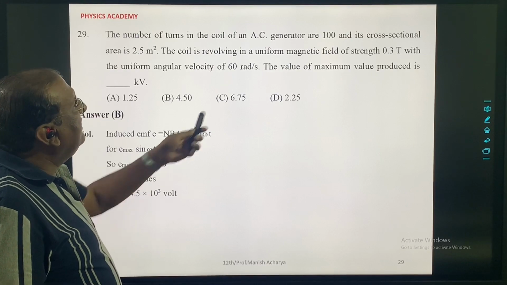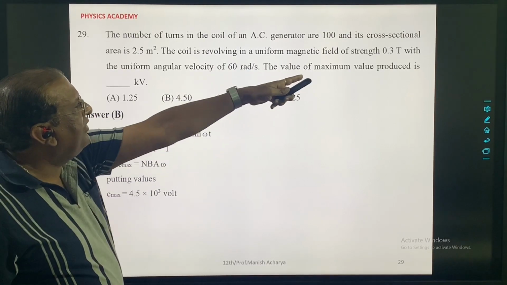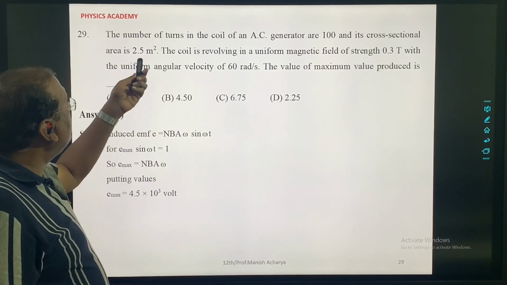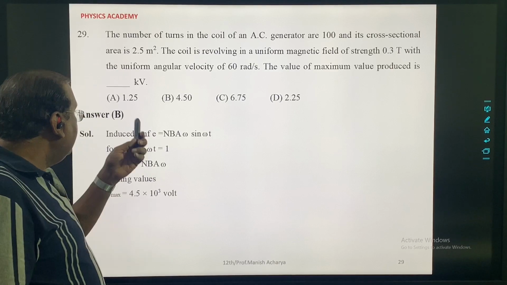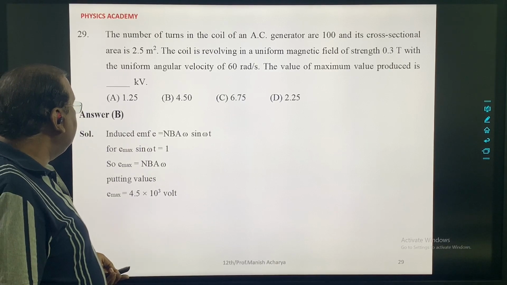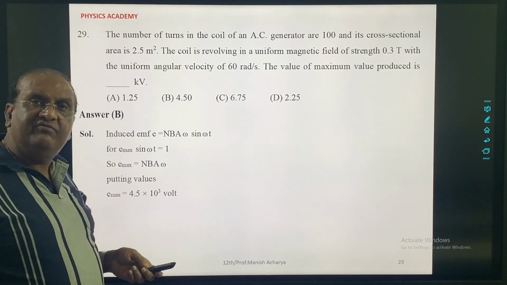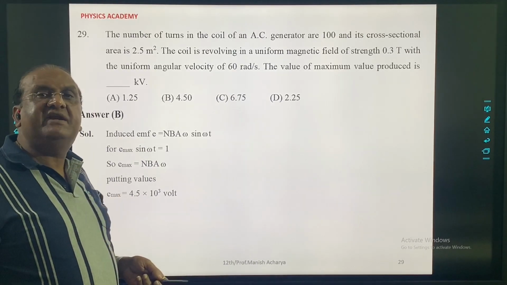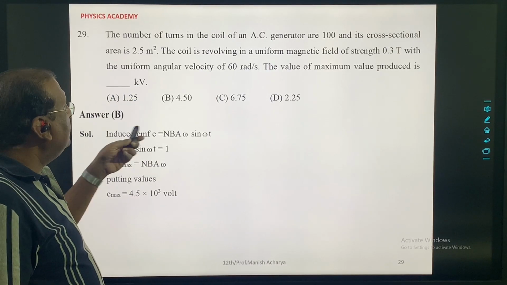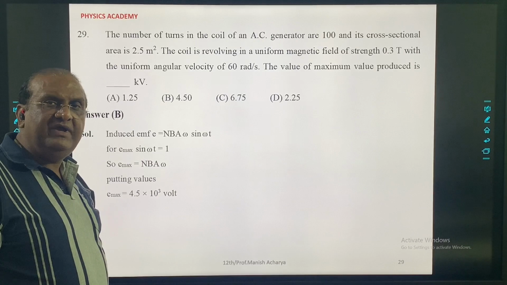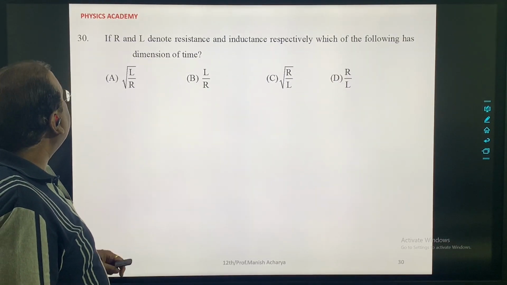Now see, number of turns N is 100 given to you, B is 0.3 tesla, area 2.5 meter square, omega is 60 radian per second. If you substitute all these values, you will get the answer 4.5 into 10 raised to 3 volt. 10 raised to 3 means kilo, so you have to give the answer in terms of kilovolt. So your answer is 4.5. Clear?